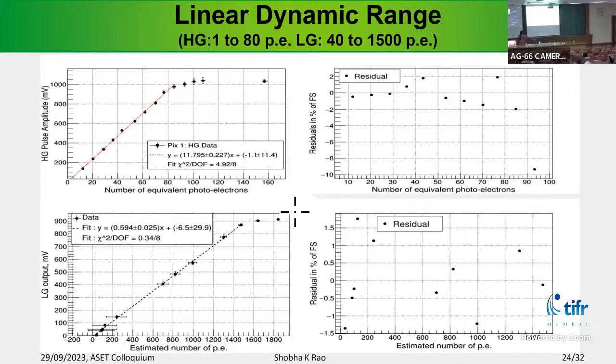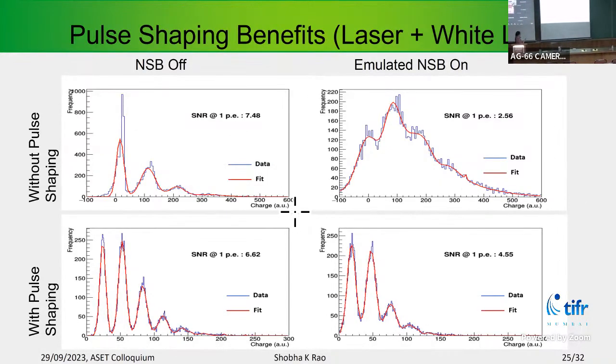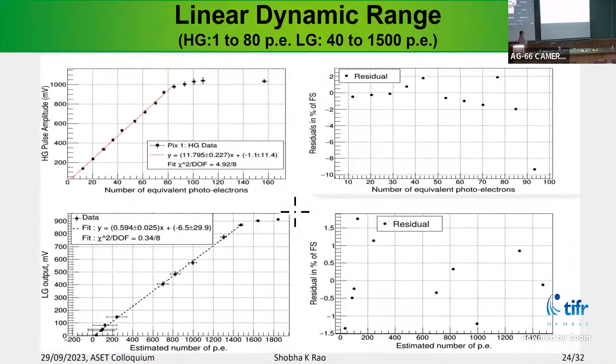Yeah, you can see it's linear and then almost flat. But why suddenly, that defines our dynamic range up to 1500 or something. See, we have adjusted the gain. The amplifier gets saturated, the channel gets saturated. So we have adjusted and we have kept the overlap between low gain and high gain for cross calibration.